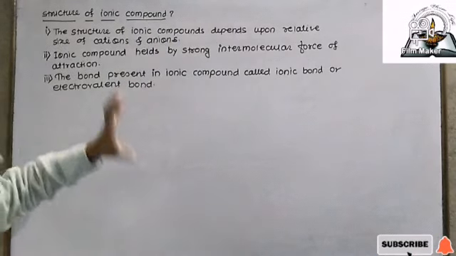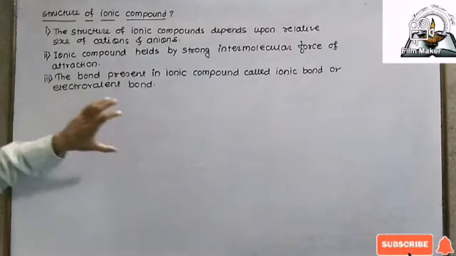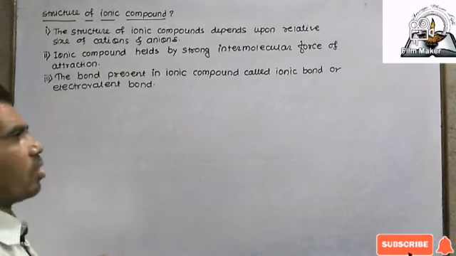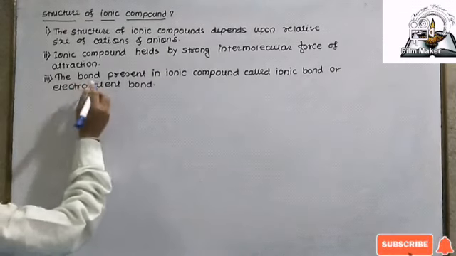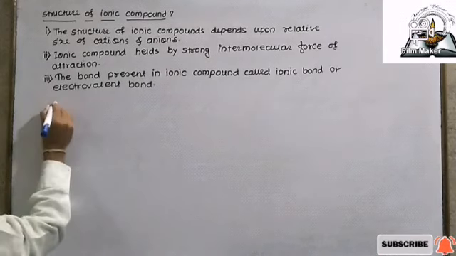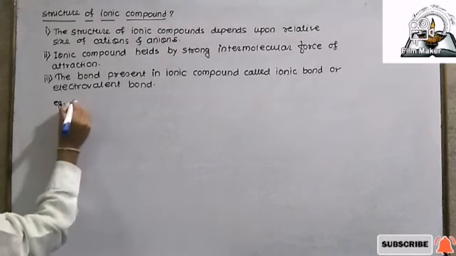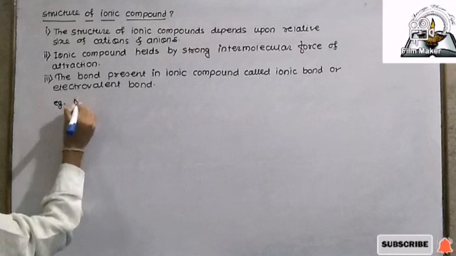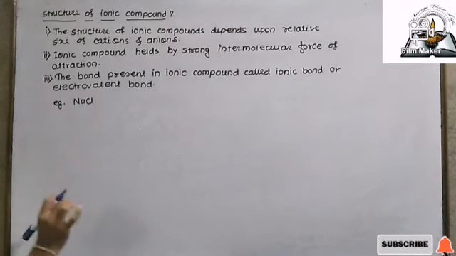So one is the cation and another one is the anion. So bond present in the ionic compounds are called ionic bond or electrovalent bond. यालाच आपण काय म्हणतो इलेक्ट्रोव्हॅलंट बॉन्ड सुद्धा म्हणतो. फॉर एक्झाम्पल NaCl, एक्झाम्पल ionic कंपाऊंडचा कोणता आहे तर NaCl. सो हाऊ NaCl इज फॉर्म?